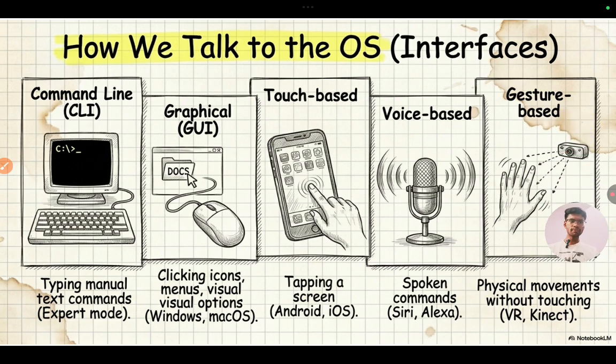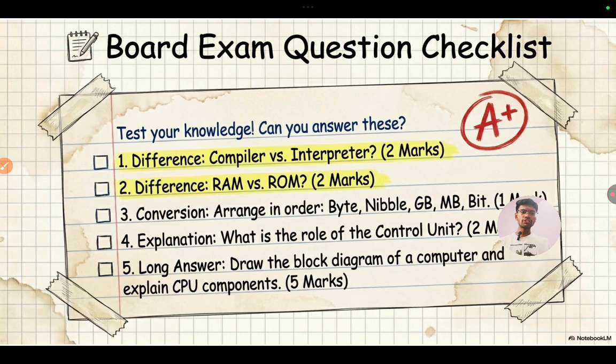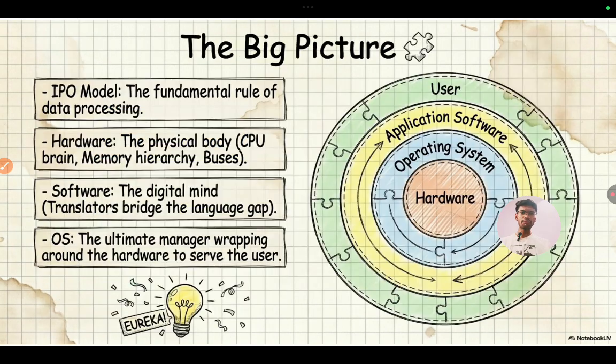And how we talk to the interfaces will be seen, like the command line, that is typing manual text commands, which will be seen in this video later. We'll be discussing graphical user interfaces, where you click icons, menus, visual options, and touch-based ones like touch screen devices, voice-based ones like Siri and Alexa, and gesture-based ones. We can do physical movement with sensor response without touching, like VR and Kinect. So we'll be discussing some exam questions later also. I'll be coming to some important questions.